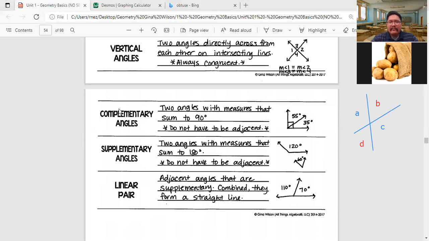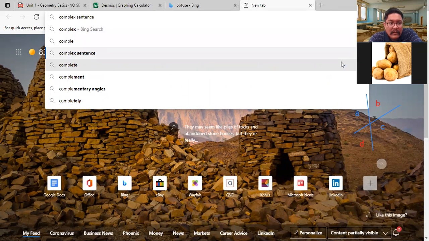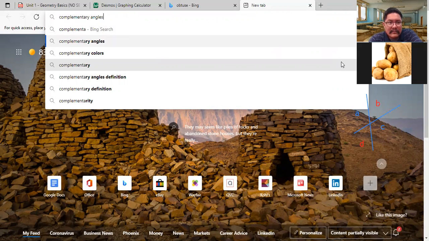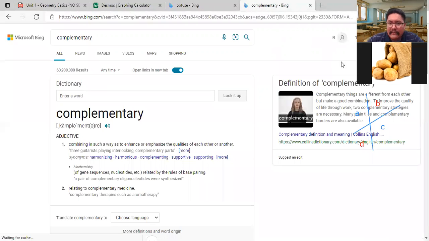Now, looking at complementary, I'm going to do what I did earlier with the obtuse angle. Oh, what the heck? Complementary angles. But I'm going to see what complementary means just regularly. When things are different from each other but make a good combination, that's a good way to explain it. So, things that go good together.